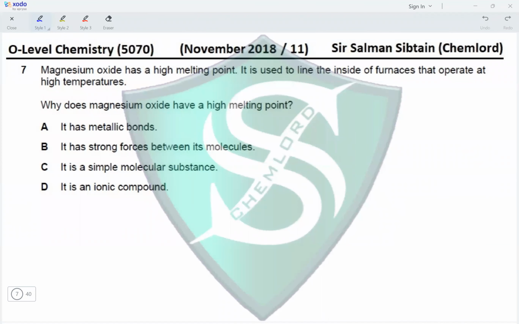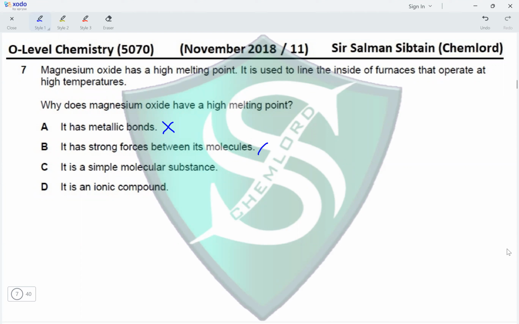Question 7. Magnesium oxide has a high melting point. It is used to line the inside of furnaces that operate at high temperatures. Okay, lining of furnaces. Why does magnesium oxide have a high melting point? It has metallic bonds. No, it is an ionic compound. It has strong forces between its molecules. It does not have molecules.